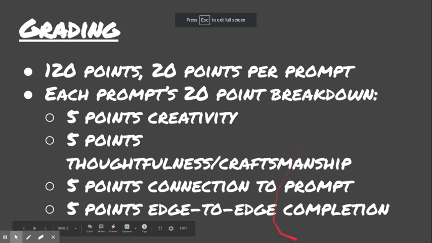So let's talk about grading. Grading is 120 points. It is 20 points per prompt. Each prompt's 20-point breakdown: you have 5 points for creativity, 5 points for thoughtfulness and craftsmanship, 5 points for connection of prompt, and 5 points for edge-to-edge completion.